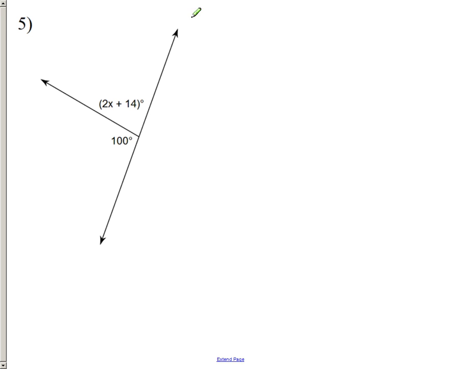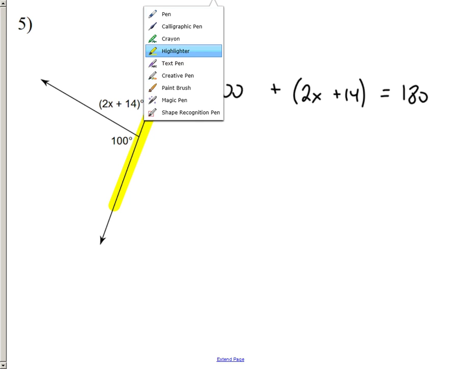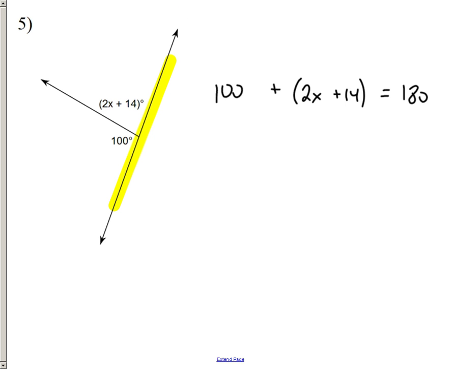Here's number 5. This is a supplementary angle location, so you have to be very careful. You can't just add these two angles together and have it equal to 90, because they're supplementary. That means together it should be 180. So it's 100 degrees, which we don't need to write the degree sign in our equation. 100 plus 2x plus 14. And I'll show you what's happening here with this part. And we did say that together they're equal to 180 degrees, but I'll show you what's happening with those parentheses.